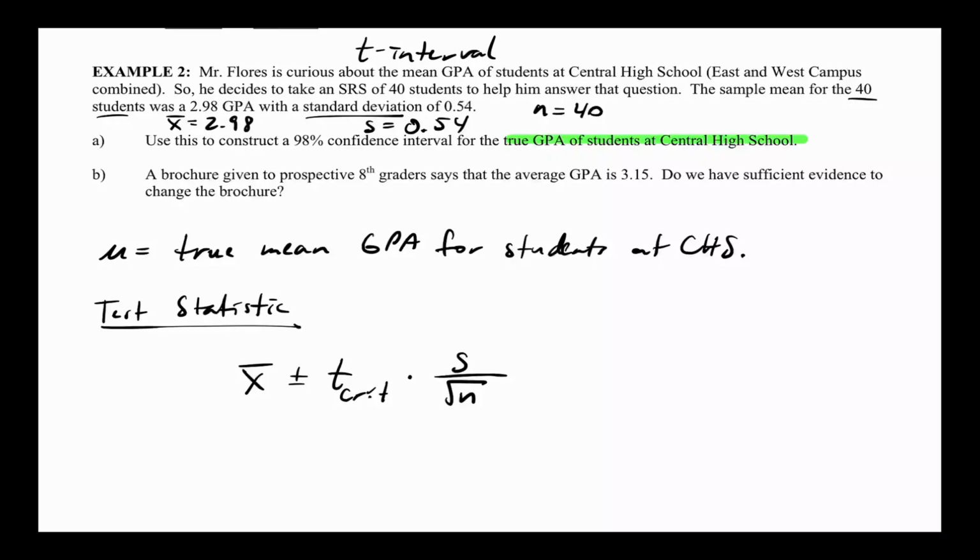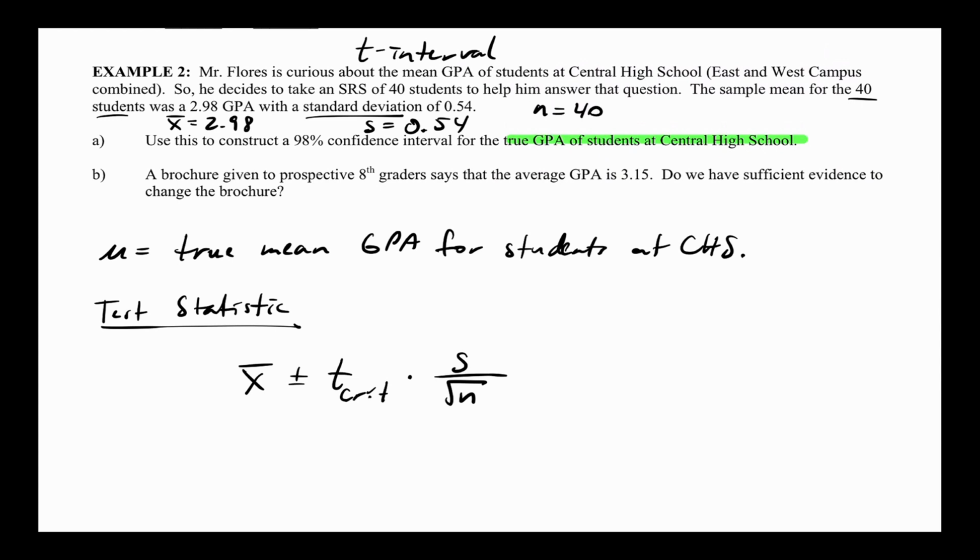Okay, so we left off with we identified the sample mean. We identified the sample standard deviation. We said we didn't have the population standard deviation, so it's t. The sample was 40, and we have to do a 98% confidence interval.